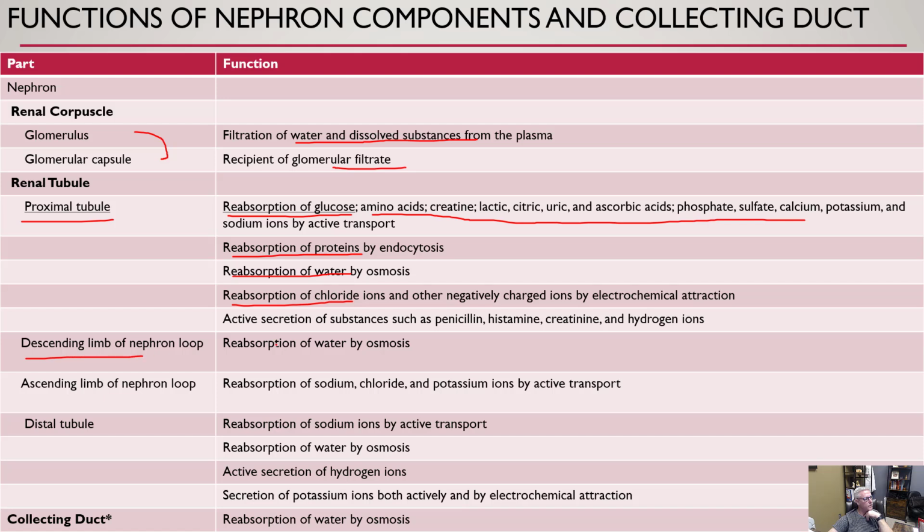In the descending loop, remember that's where we have reabsorption of water. And then in the ascending limb, we have reabsorption of sodium, chloride, and potassium. And then the distal tubule and collecting duct. Remember, the collecting duct is not anatomically part of the nephron, but functionally it's linked to urine formation, so we kind of keep it in there.